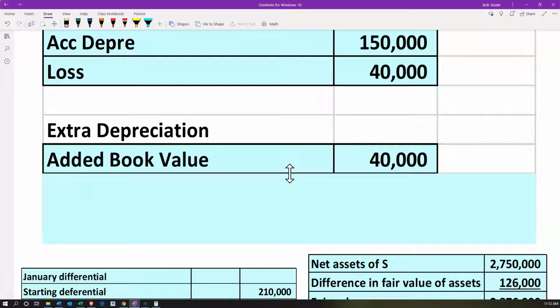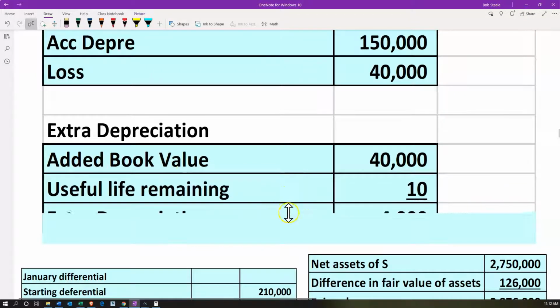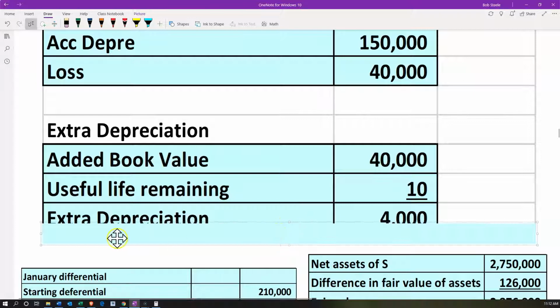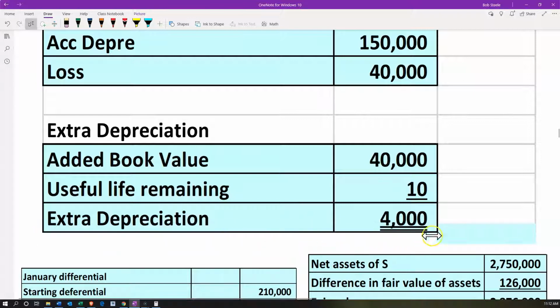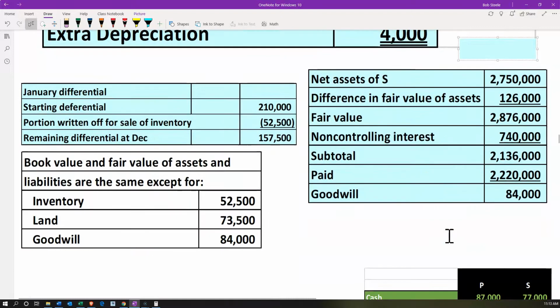So if we took the added book value, this shouldn't be added, this should be the lesser book value. So, scratch that word. And then we've got the useful life as 10 years. We're going to have the extra depreciation of the $4,000. So we're going to have $4,000 of depreciation that we're going to have to deal with, which should be on the books, which wasn't on the books due to this transaction.